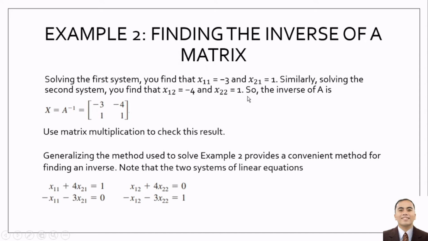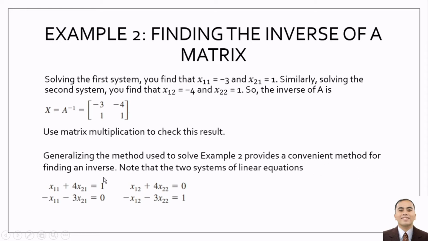So the inverse of A, or A raised to -1, is equal to -3, -4, 1, 1. So generalizing the method used to solve example number 2 provides a convenient method for finding an inverse.